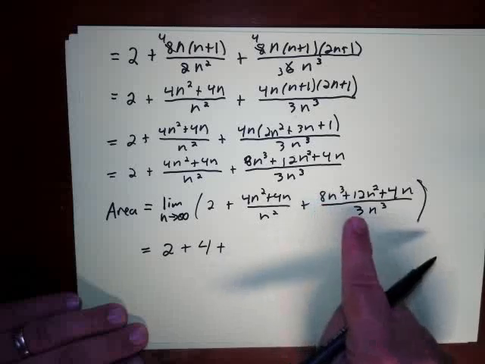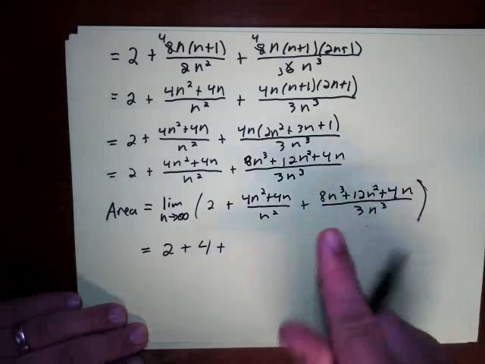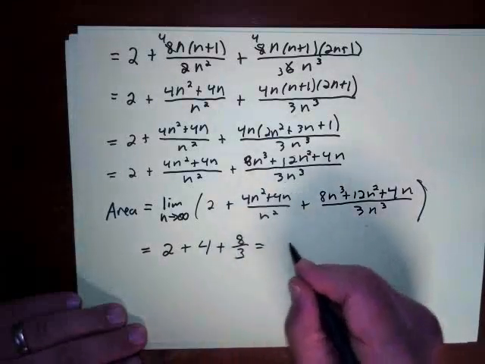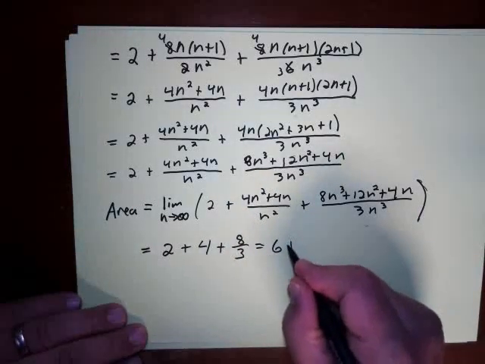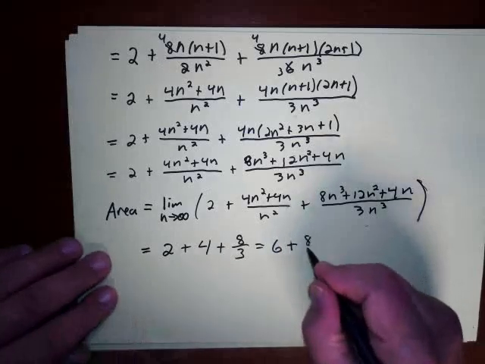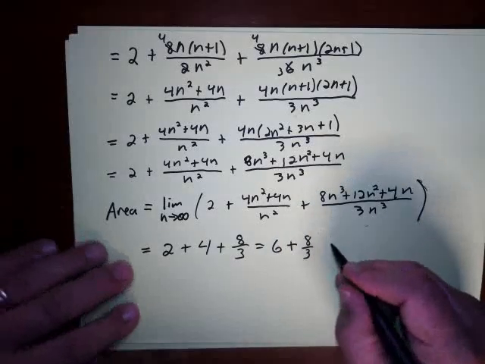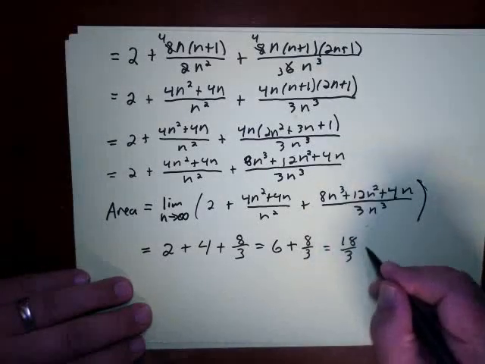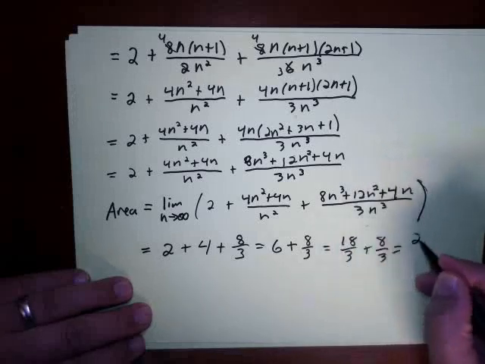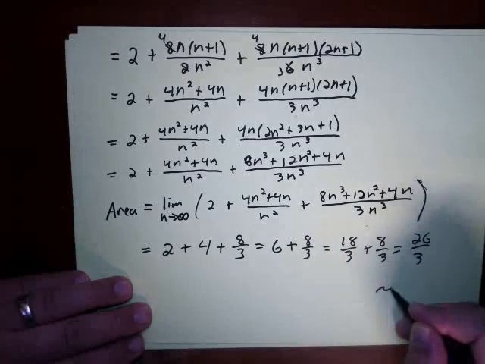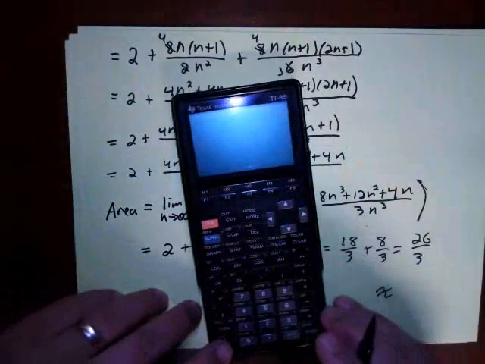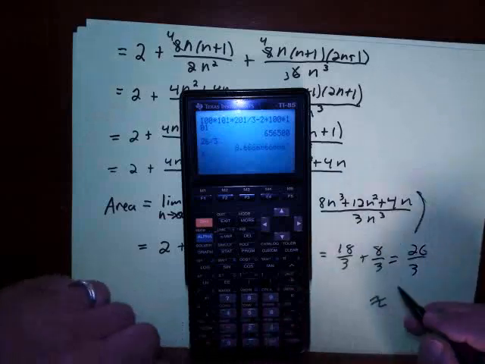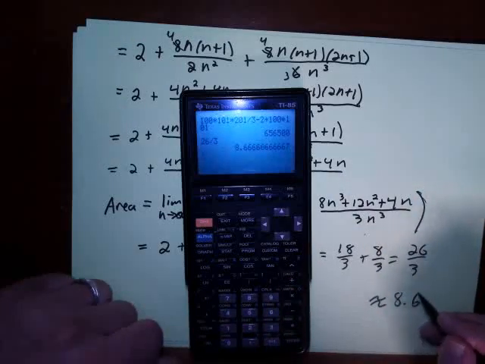And then this one, again, n cubed, this is the ratio of the leading coefficients. So I get 8 thirds. Okay, so then this would be 6 plus 8 thirds. And so this would equal 18 thirds plus 8 thirds, which is 26 thirds, and that as a decimal is equal to 8.6 repeating.